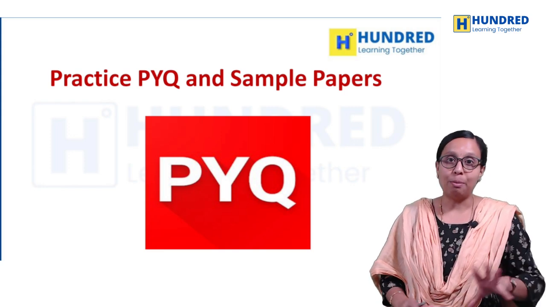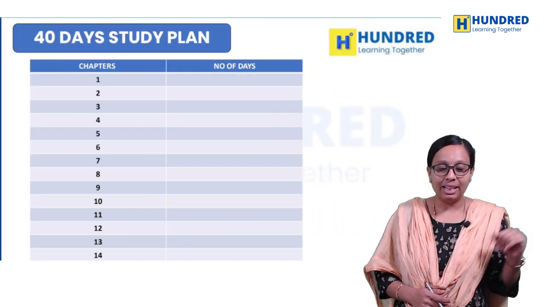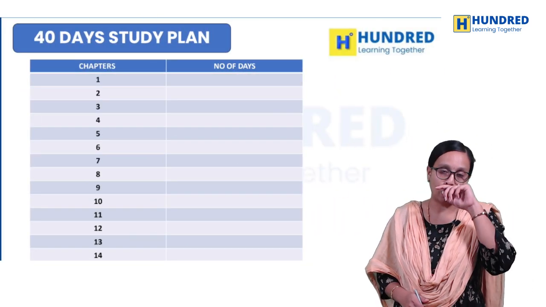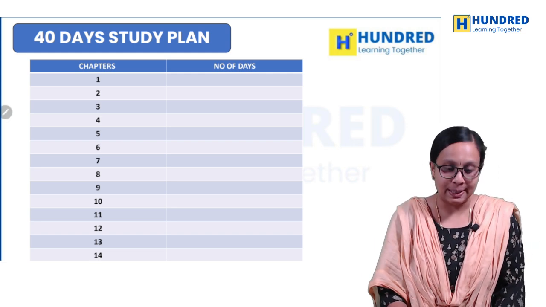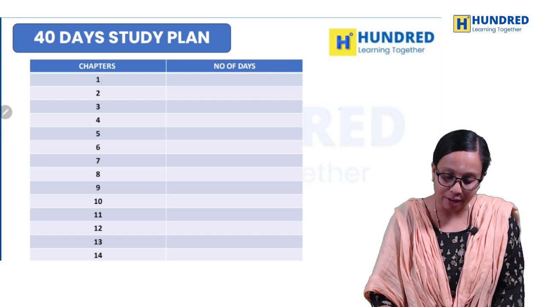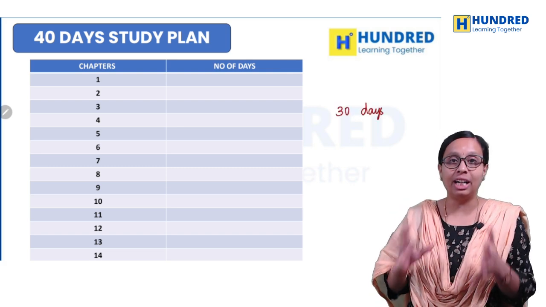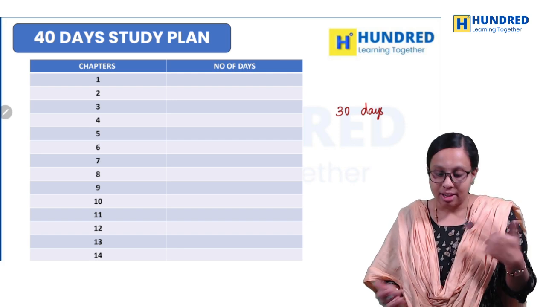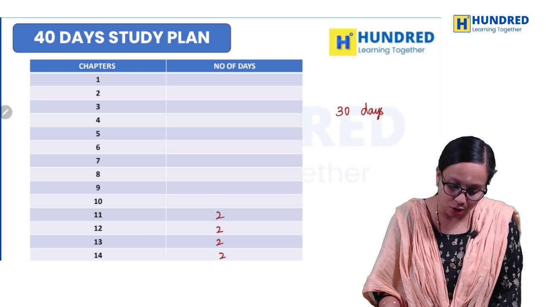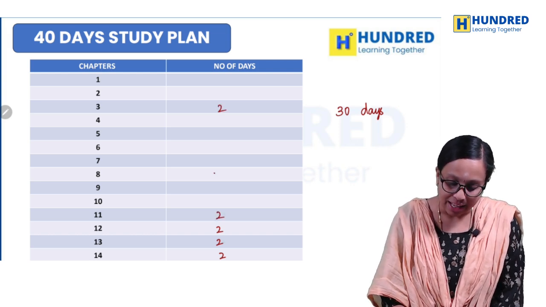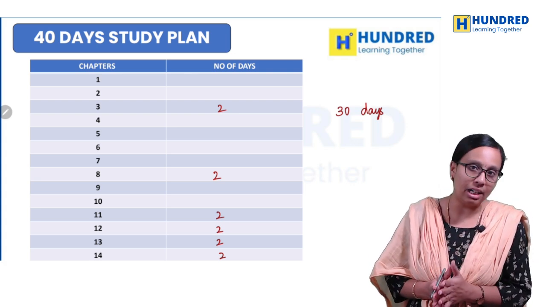So this is about the steps that you should follow to score a centum. Next, the 40-day study plan. Now you've got 40 days in your hand. The maximum you can spend on the chapters is 30 days. In 30 days, you'll have to try and cover these chapters. For example, semiconductor electronics, atoms, nuclei, dual nature of radiation, current electricity, and electromagnetic waves. These are very small chapters. You can easily cover them in 2 days.